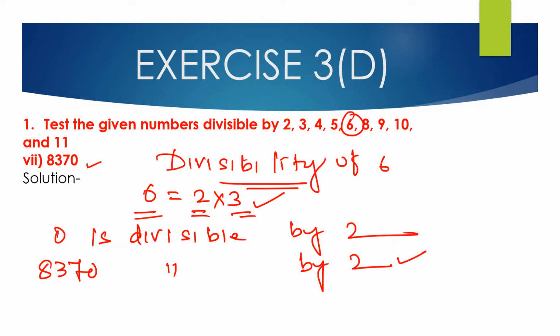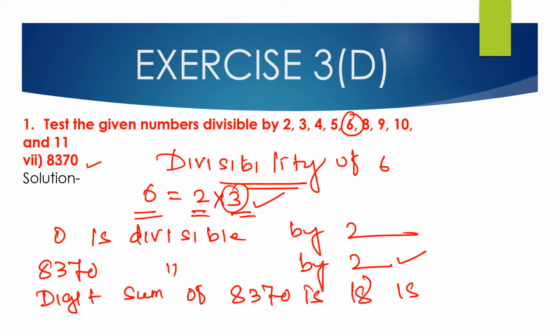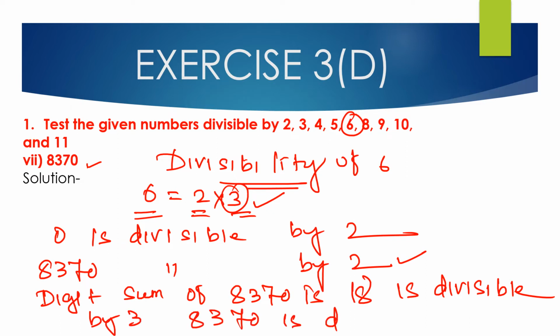Now we will check whether the number 8370 is divisible by 3 or not. Here the digit sum of the number 8370 is 8 plus 3 is 11, 11 plus 7 is 18, 18 plus 0 is 18, and 18 is divisible by 3. So this number 8370 is divisible by 3.